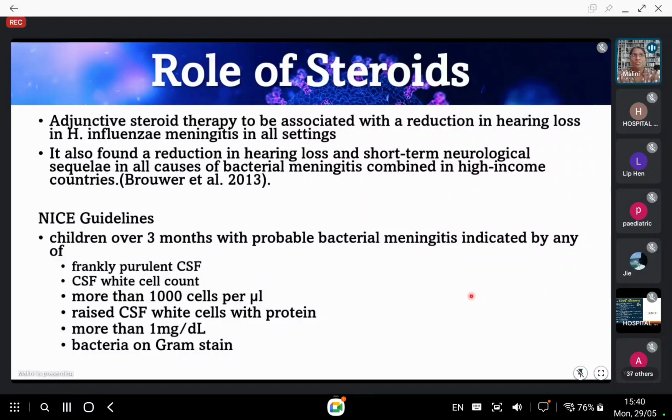Your culture is not going to come back immediately. So you can give your steroids empirically if you are quite certain there is a probable bacterial meningitis, and this is indicated by a frankly purulent CSF, a raised CSF white count of more than 1,000 cells per microliter, raised CSF protein of more than 1 gram, and bacteria on the gram stain.